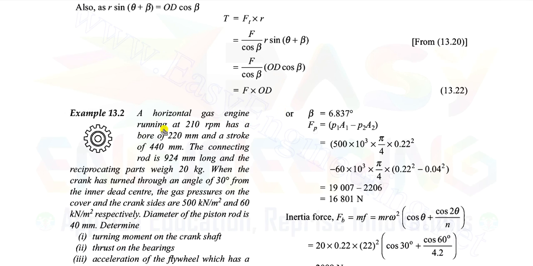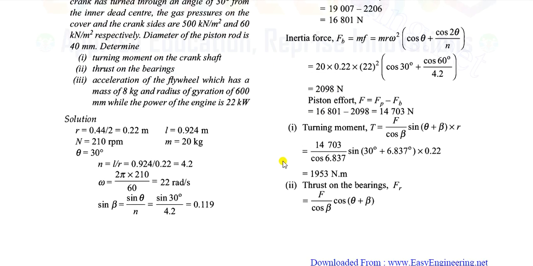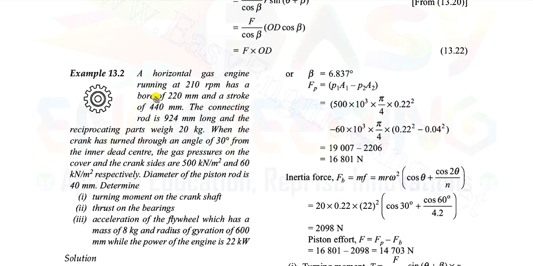Okay, so now there is one problem. The problem is somewhat big. What is given? A horizontal gas engine. So the given engine is horizontal, running at this RPM. So RPM is given, has a bore. Bore means the cylinder internal diameter, and a stroke of 44 mm. Now stroke is nothing but the distance covered by the piston. So total displacement of the piston, that is called a stroke.